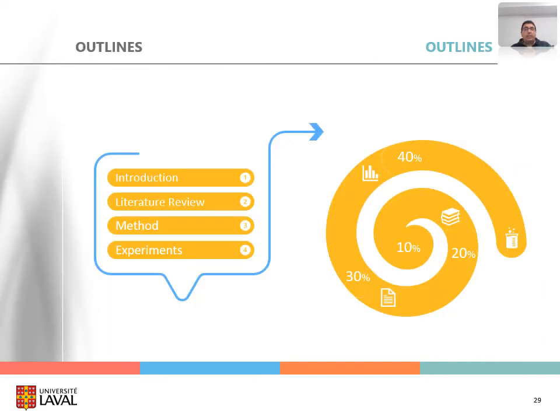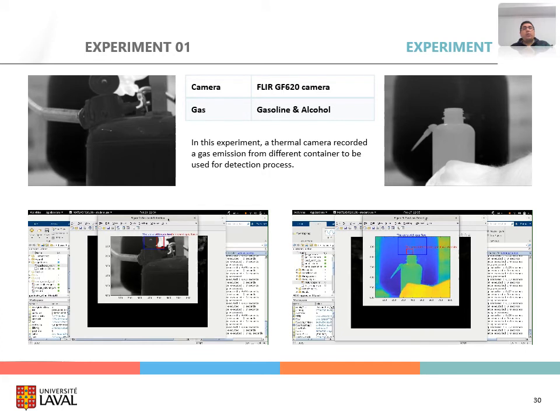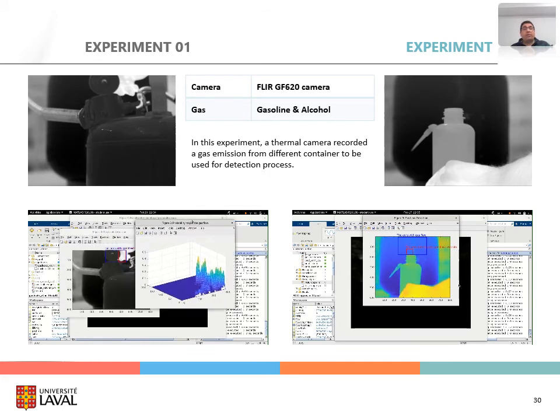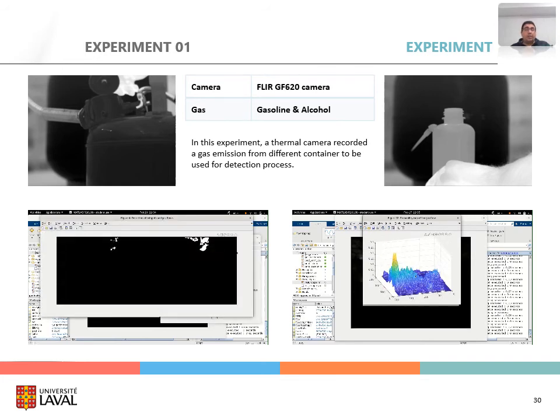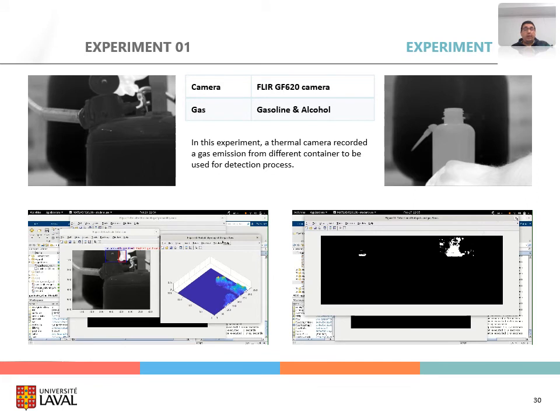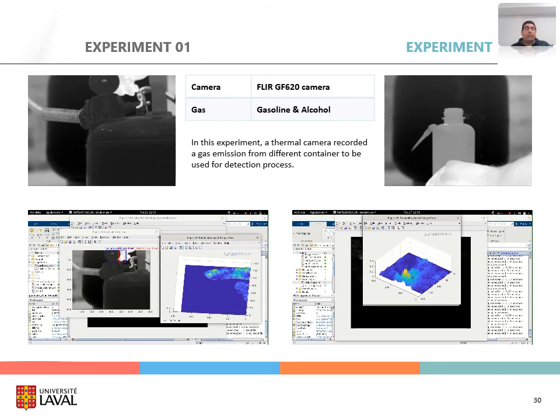The last section is experiments. In the first experiment, a thermal camera recorded a gas emission from different containers to be used for the detection process. We conducted this experiment in Torngat Company in Quebec City. The camera was a FLIR GF620, which is a cooled camera, and the gases were gasoline and alcohol, which were in the containers, and we used them to show the gas emissions, as you can see the result in the video in the slide.